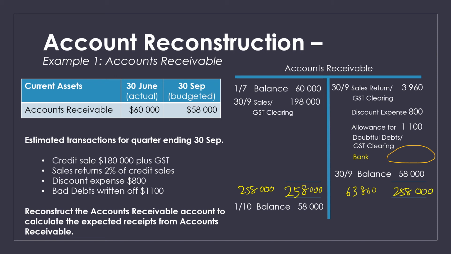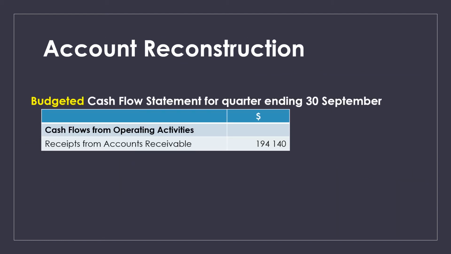The last step to determine the missing figure, we take 258,000 less $63,860 to give us the missing figure right here on the credit side of $194,140, and this represents the total expected receipts from the accounts receivable for the quarter ending 30th of September. The estimated receipts from accounts receivable totaling to $194,140 will be reported in the budgeted cash flow statement for the quarter ending 30th of September under operating activities.